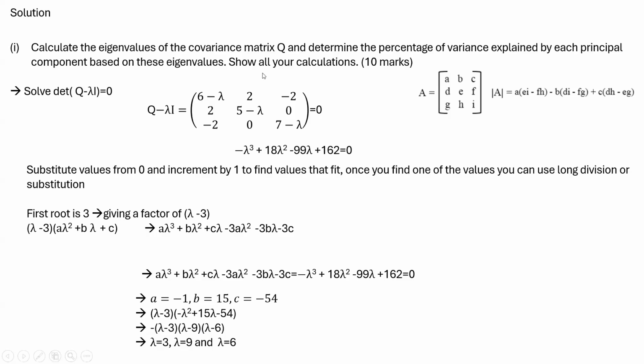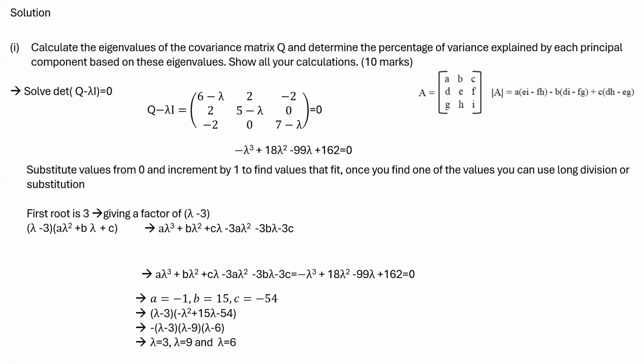The second part of the first part is to determine the percentage of variance explained by each principal component. So how do principal components relate to this? Each eigenvalue represents a principal component, and the biggest eigenvalue is the biggest principal component. In this case, 9 is the biggest eigenvalue, so it represents the biggest principal component. 6 is the second biggest, representing PC2, or principal component number 2. And 3 is PC3, representing principal component number 3. So we need to know their contribution. Their contribution is really their ratio, how big they are.